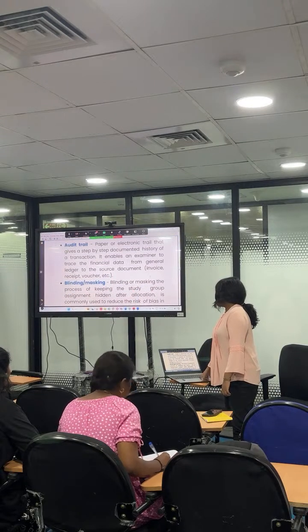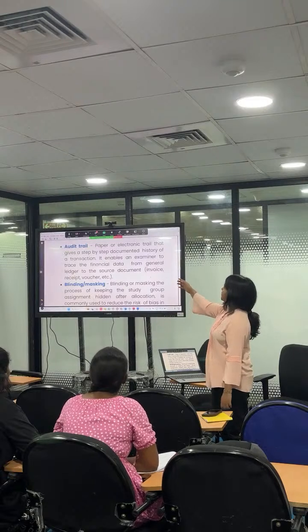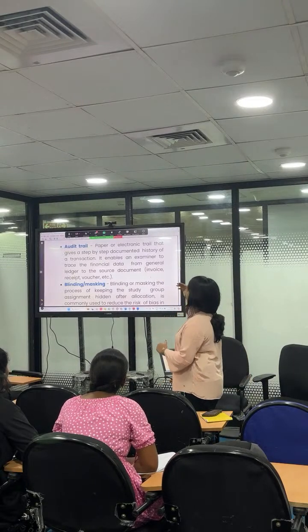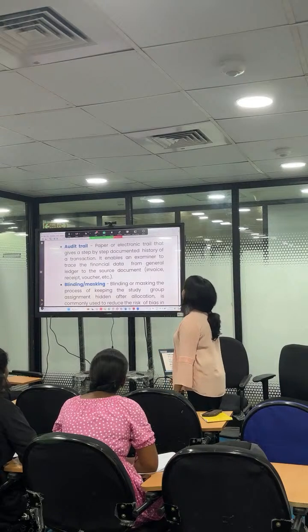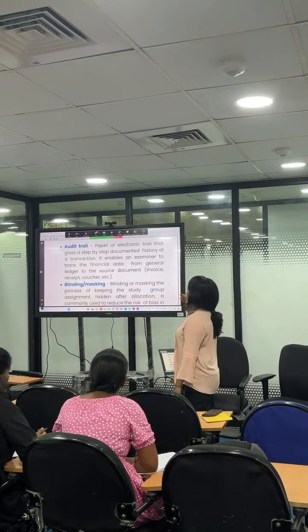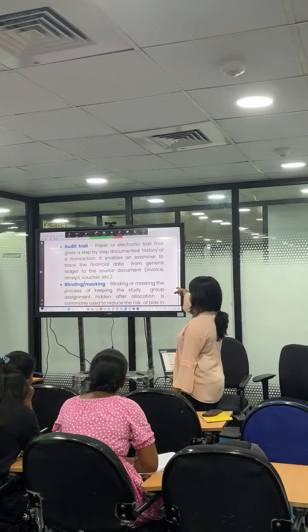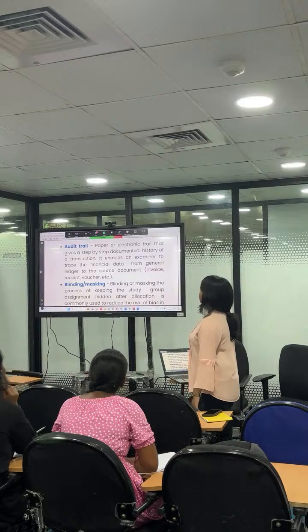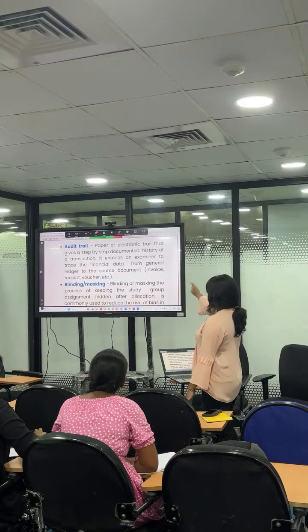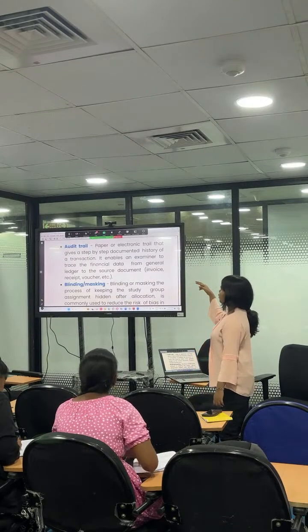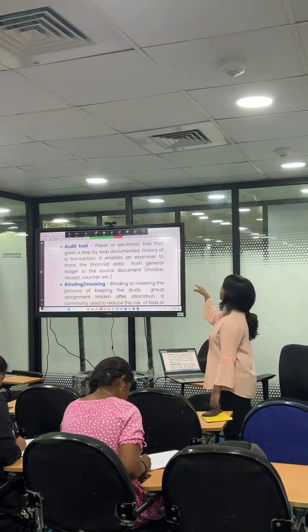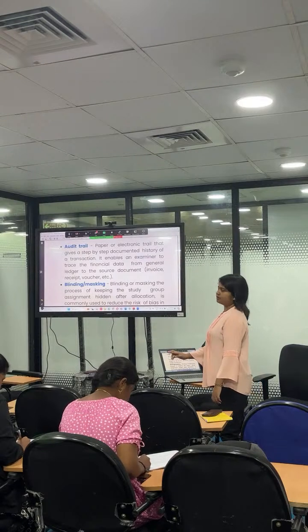What is audit trail? This is a paper or electronic trail that gives a step-by-step documented history of a transaction. Examples of an audit trail are invoice, bill, receipt and voucher. Write down: paper or electronic trail that gives a step-by-step documented history of a transaction. Example, invoice, receipt.